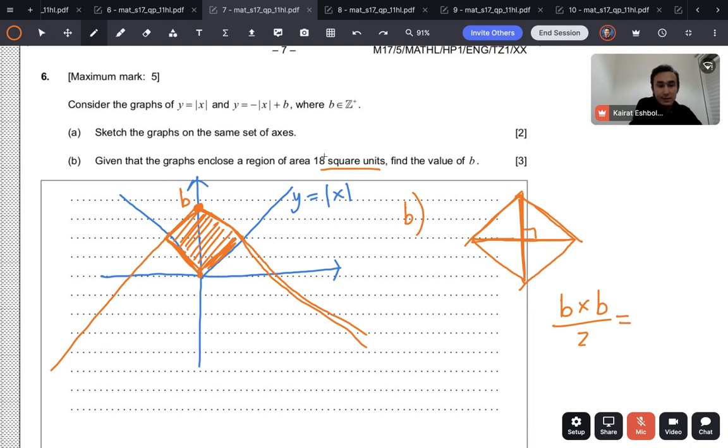So that's why we need to divide by 2 to have the area of the square that we have. So it's equal to, they're saying, 18. And so that means b times b is equal to 18 times 2, which is 36, which means that b is equal to 6. Okay, guys? That's it for this. Let's continue.